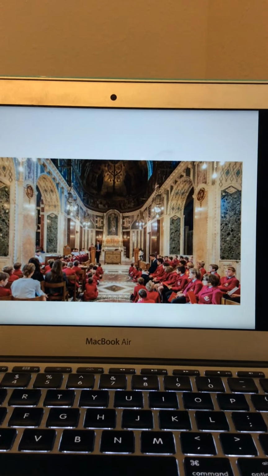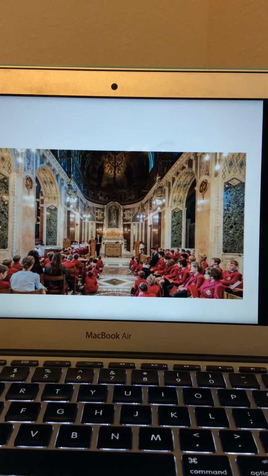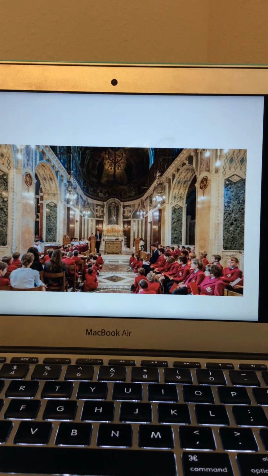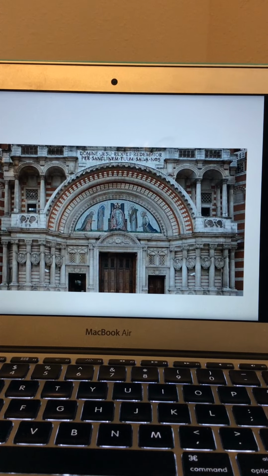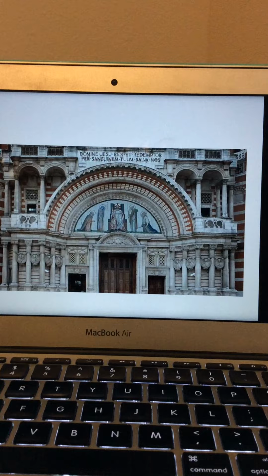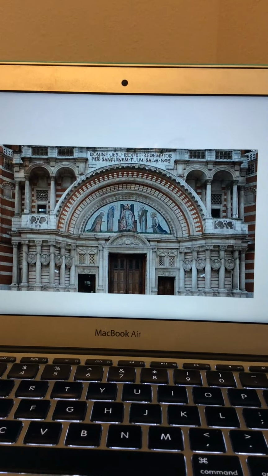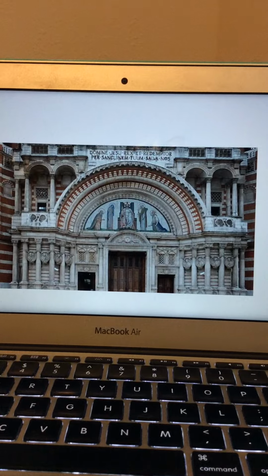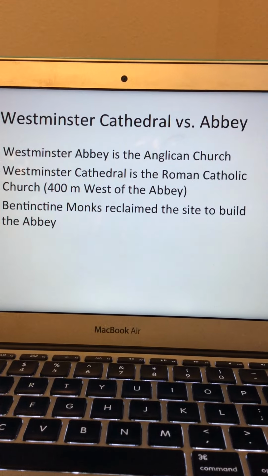Here is a picture of inside one of the sanctuaries where the choir practices. Here is the front of the cathedral, and as you can see, red brick is throughout. That's for the dedication of the sacred lamb, which the cathedral is dedicated to, Jesus.